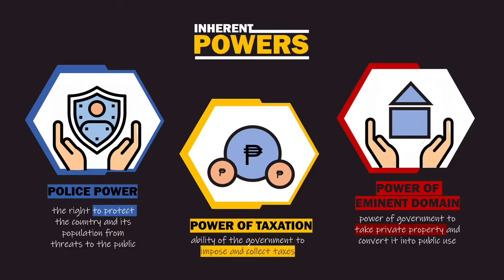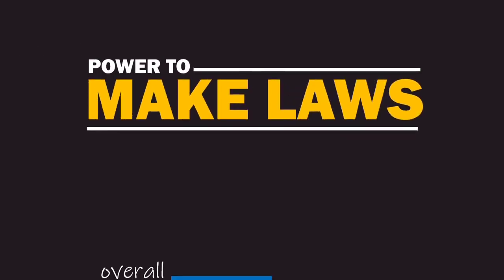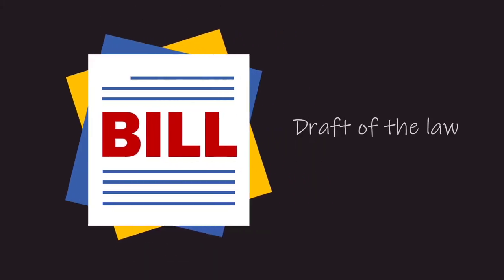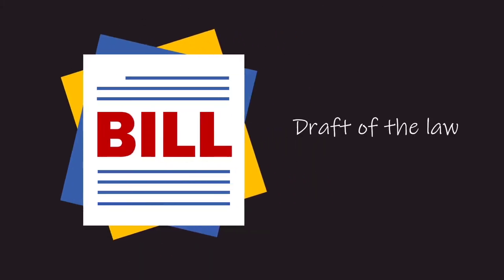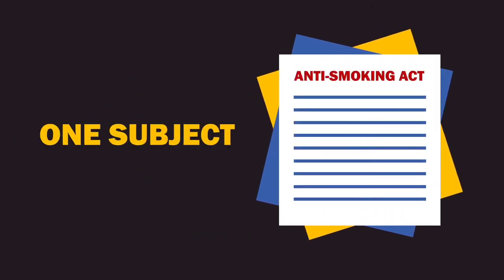Next, the power to make laws. This power refers to the overall authority to enact laws for the people and the state. Let's take a closer look at this power. The draft of the law is what we call a bill. Every bill must embrace only one subject, and it shall be expressed in the title. Any bill that violates this provision is null and void.